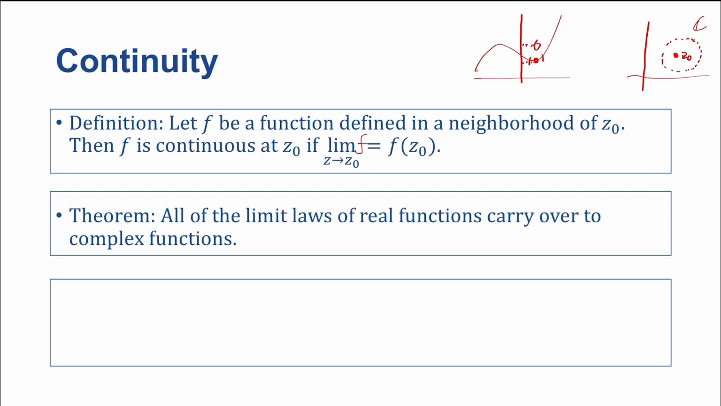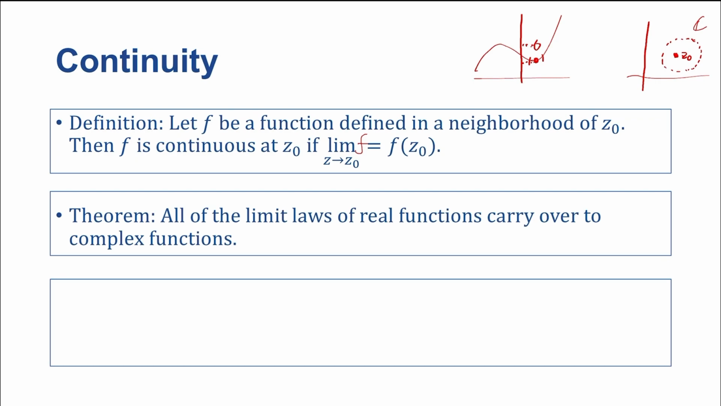Second of all, this is a theorem, but it is a little bit more complicated than this. Of course, there are lines of sort of all of the properties that you have, but I'm not going to write them out because they're, of course, the exact same as the properties that you have in Calculus 1. So it is a theorem that we say that all of the limit laws of real functions will carry over to complex functions. So what do I mean by this?